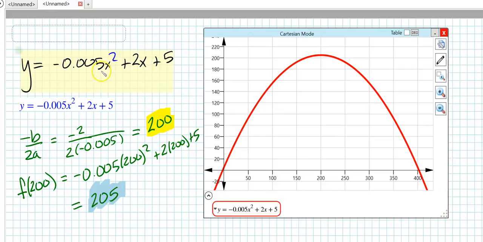So what I did was I plugged the equation into Fluid Math and I got the actual path of the arrow, which is pretty darn cool. And the question says, how high does the arrow go, the maximum height, and when does it happen? So the maximum height that the arrow reaches is 205 feet tall, which you can see in this picture. It's just over 200. And it happens at exactly 200 feet away from when the person fires the arrow. So at 200 feet away, the max height will be 205.